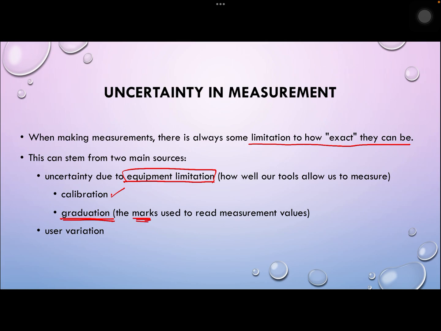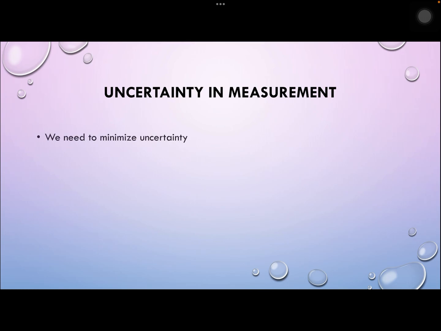Another source of uncertainty in measurement then would be due to different people using the equipment. One person might estimate a reading a little bit differently. So what our goal is in science is to minimize that. We want to make things as certain as possible.